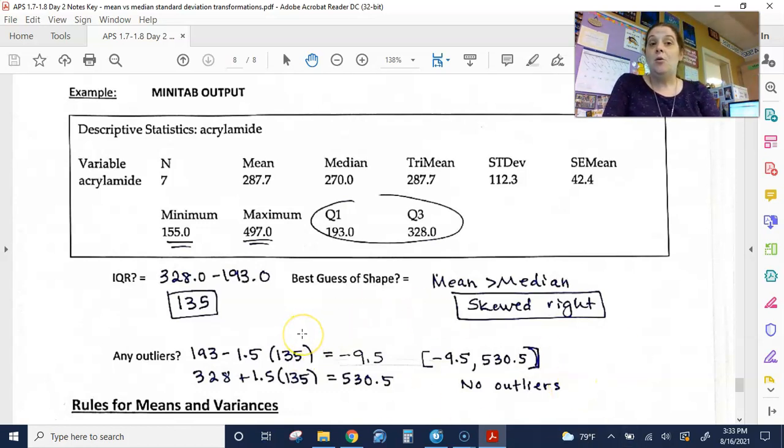All right, now one more video after this, which is the rules for means and variances, which you can see peeking out down here below, but I'm going to do that in a separate video.